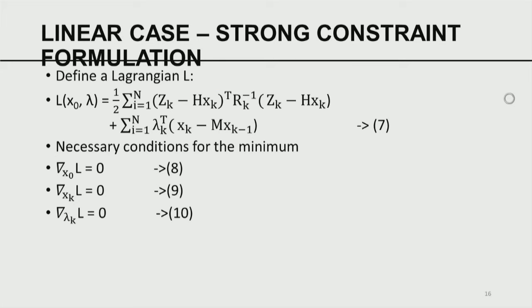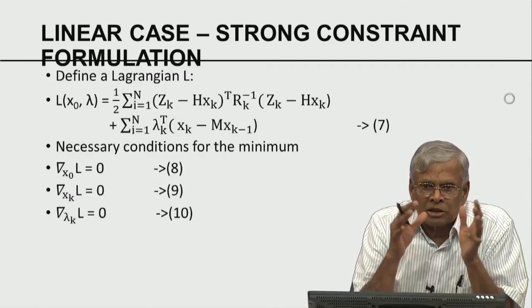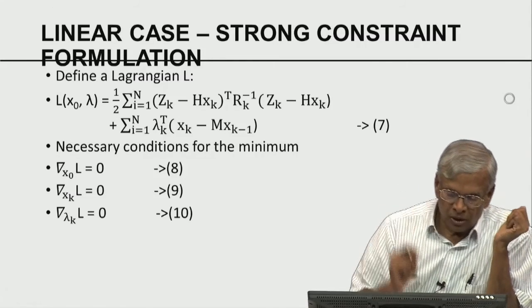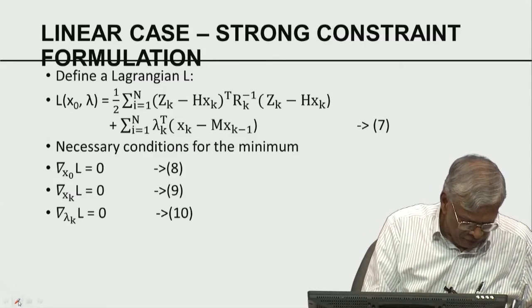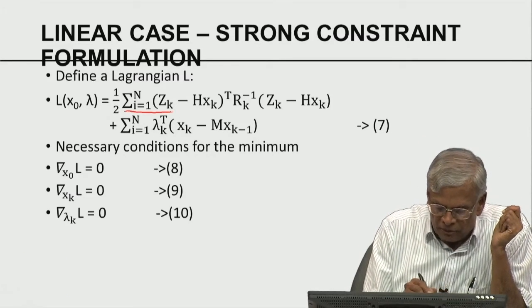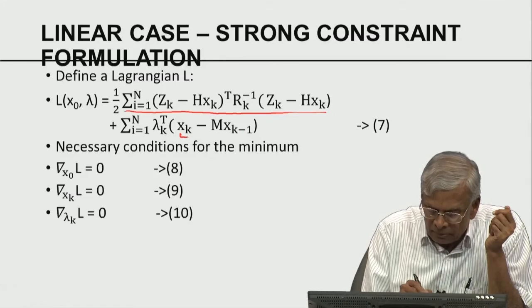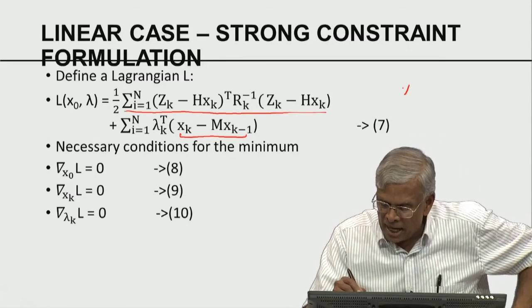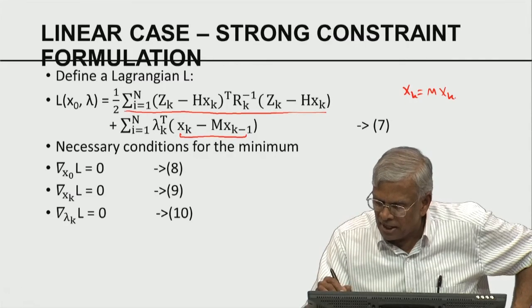Having seen a simple method of elimination, now I am going to come back to formulating it as a Lagrangian multiplier based technique, as a strong constraint Lagrangian multiplier based technique. So to that end, I am now going to construct a Lagrangian function. So this is the objective function. x k is equal to M of x k minus 1, that is the model.